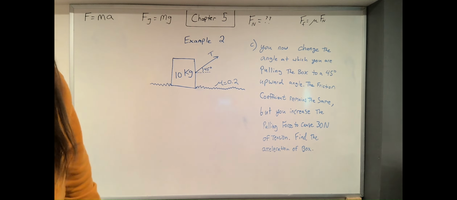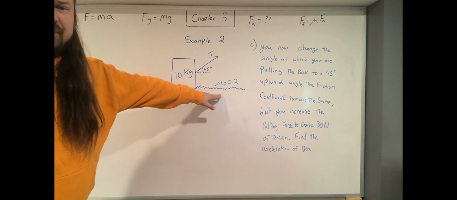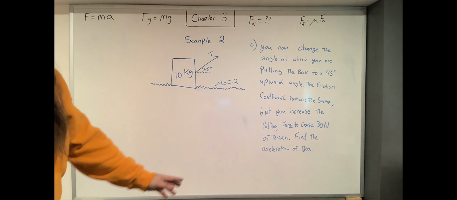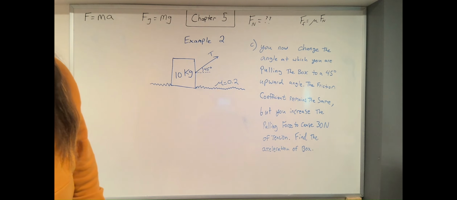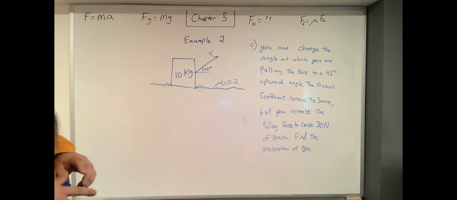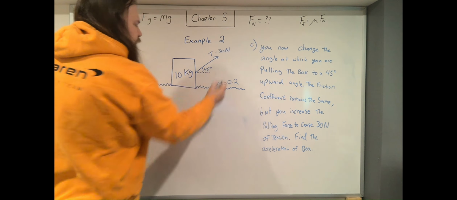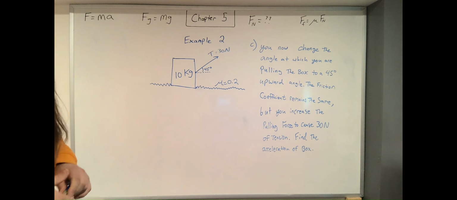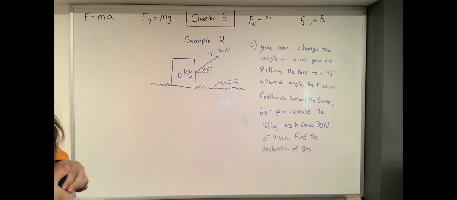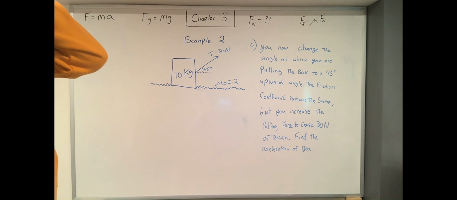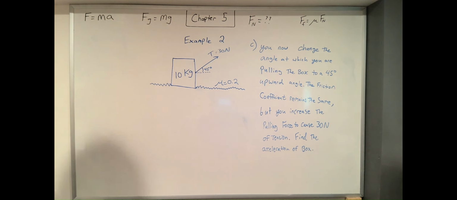The friction coefficient remains the same. We found it to be 0.2, and that's going to remain the same in this problem. You've also increased the pulling force to cause 30 newtons now of tension. Okay, you're hoping to accelerate that box and have that box start accelerating again. And that's what we're trying to find. We're going to try and find the acceleration of the box.